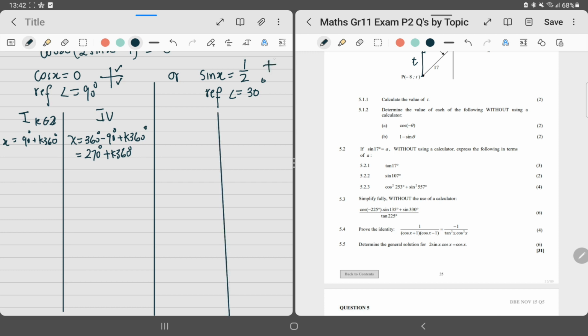The reference angle should be equal to 30 degrees. And then sine is positive in the first and the second quadrant. So this is the first and that is going to be the second. x is equal to 30 plus k 360. x will be equal to 180 degrees minus 30 plus k 360. So this is going to be 150 degrees plus k 360.